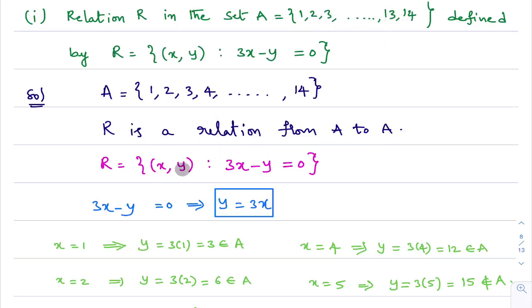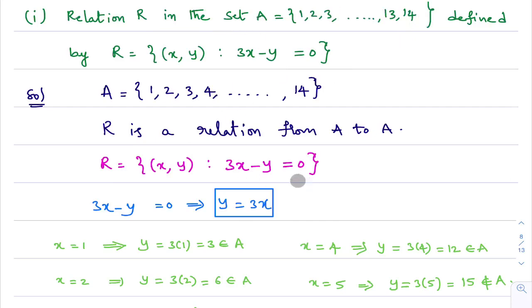Is it possible that y is 0? y is an element present in set A. Is 0 in set A? No. Whatever x is, it is present in set A, and y is also present in set A. R is a relation on set A means R is a relation from A to A.